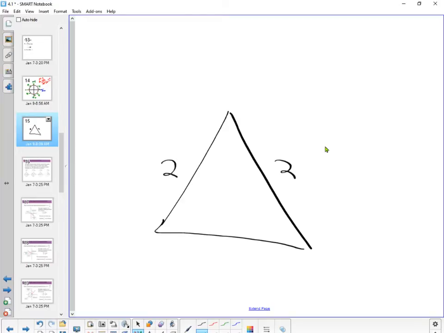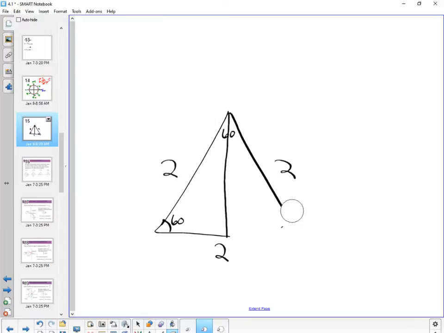In this case, though, we're going to label them all 2. And all my angles would be the same, aka 60s. Okay? You all right with that? And what we're going to do with this guy is we are also going to cut it in half, like so. And then we're going to ignore this piece of it.